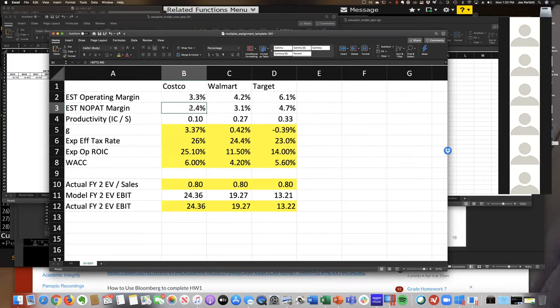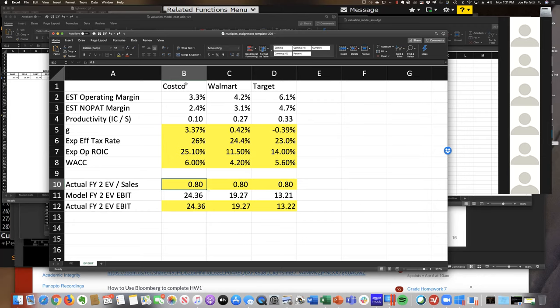So back to here. Why are they trading at 80 cents? Why am I spending the same amount of value for every dollar of sales when Costco makes less on every sale than Walmart? And the reason why is because even though they're making 3.3 cents for every dollar of sales, and Walmart is making 4 cents, the reason why their sales are valued the same is, number one, Costco uses 1/3 of the capital to sell the same amount of products. So their ROIC is much higher, almost double Walmart's. So that makes those sales much more valuable. However, higher ROIC at a much higher WACC, 6 versus 4, is why the enterprise value to sales multiple starts to equalize.